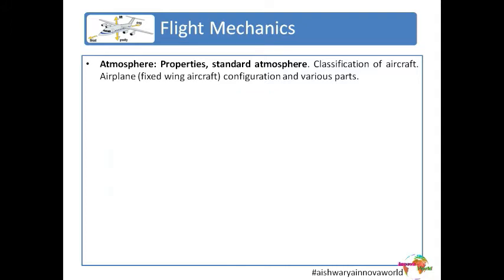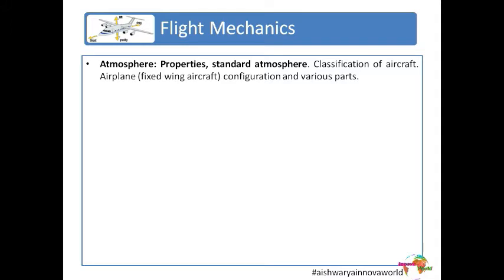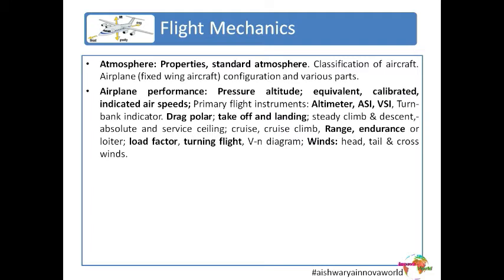And the configurations and various parts, what are the functions of an aircraft. In 2018 they asked a very basic question for around 2 marks. They asked from this basic category of airplane configuration, how the aileron works, how the rudder works, how the elevator works, what are the functions and all. You have to go through the basic things. Then comes airplane performance.